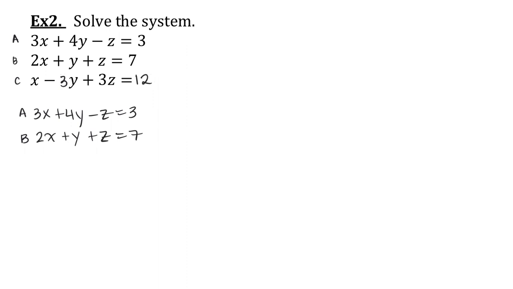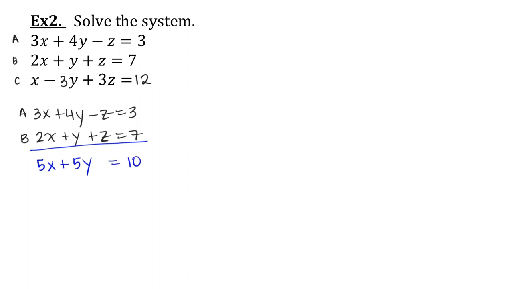Okay, now I chose these 2 equations because it looked like the z's were going to cancel. So if I look at this, the z's are going to cancel. So I'm going to go ahead and cancel the z's and bring everything else down. 3x plus 2x is 5x. 4y plus y is 5y. Z's cancel. 3 plus 7 is 10.